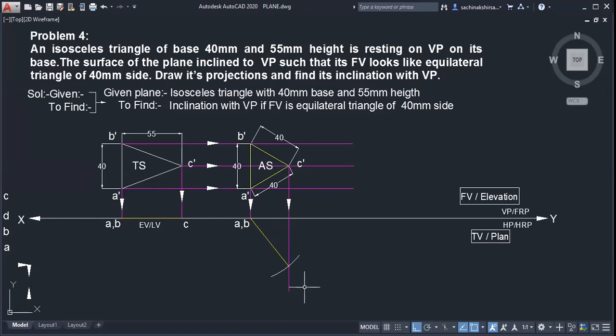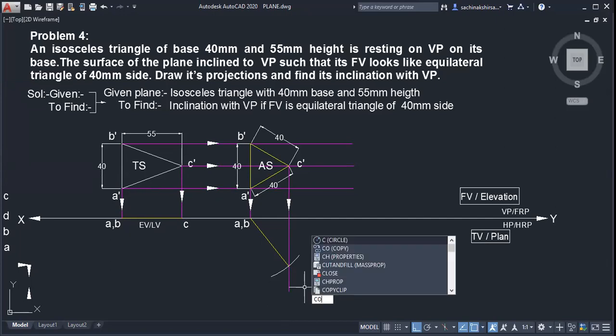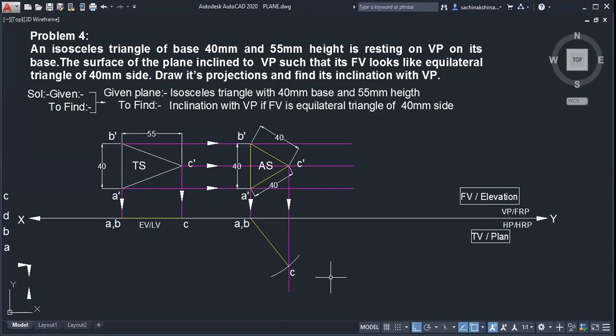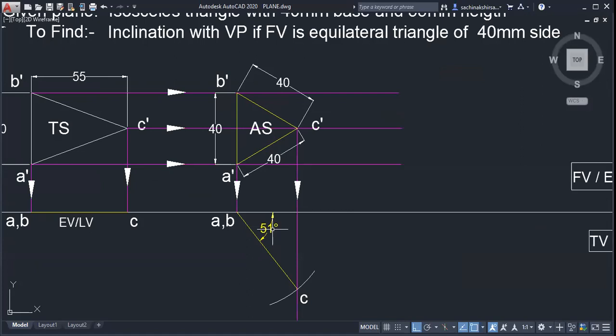Now which point will we get here? Point C. Point C will be here. And what is our task? We have to measure the inclination. So shall I measure? How much was it? Something is wrong. Just check. 49. 50 degrees. Is it coming 51? Yes, sir. 51, sir. 49. Just check whether I have made 51.